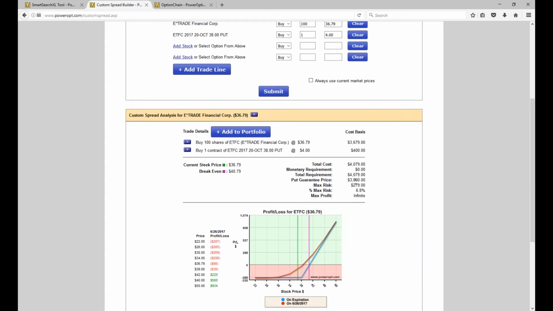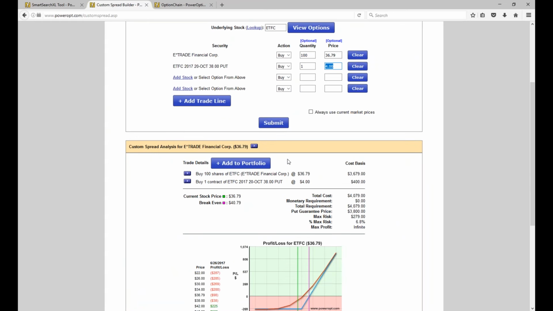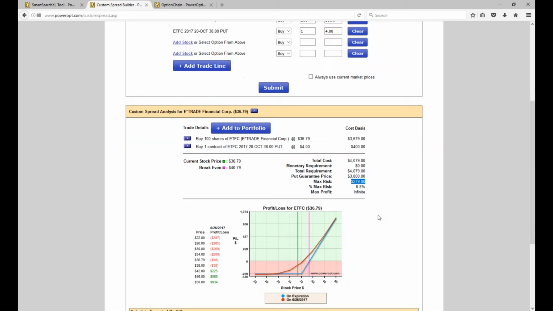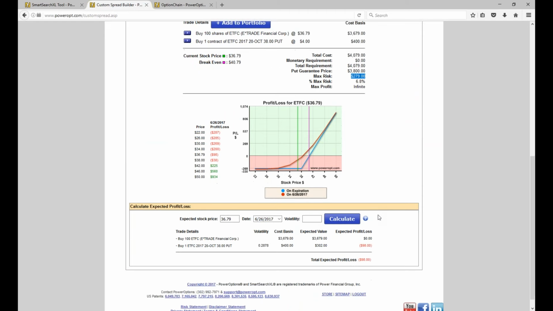Now, I'm paying $4 for the put, but I'm about $1.21 in the money, so my max risk is only $2.79 out of $4,000 invested for 100 shares. Let's say the stock stays at $36.79. Volatility remains right about the same, but let's say 2 months from now, so it puts us right at about April 24th.